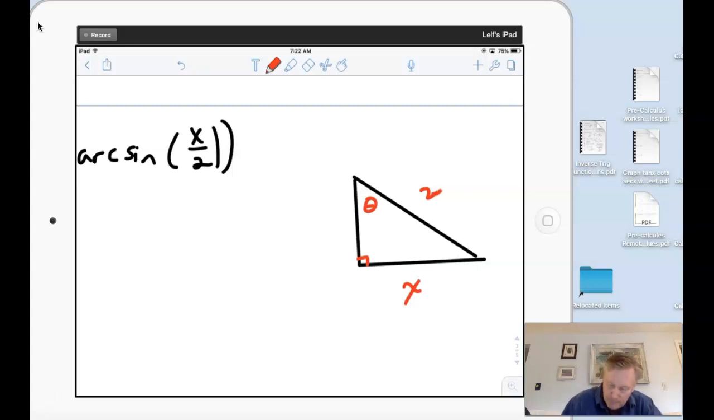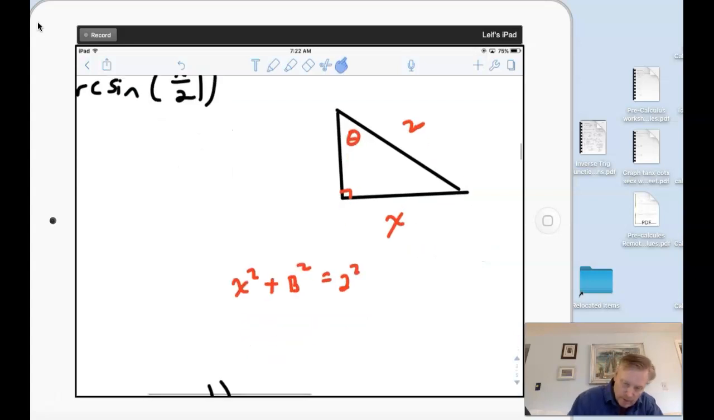Which means to find the third side, it's x squared plus b squared equals 2 squared. And if you solve that out, b is going to be the square root of 4 minus x squared.